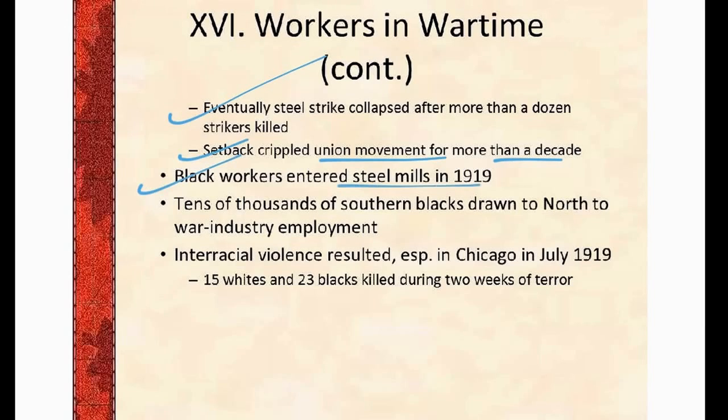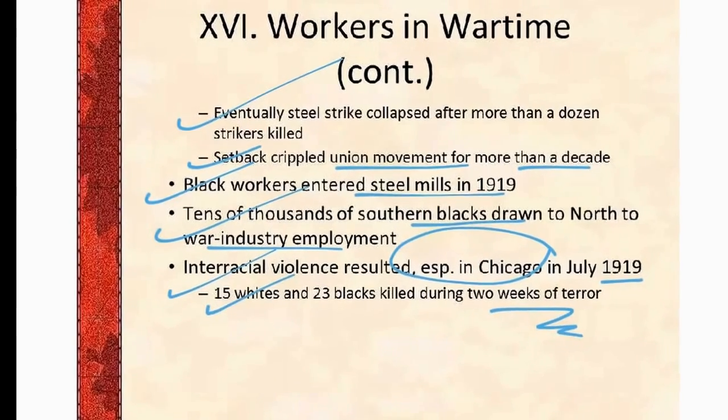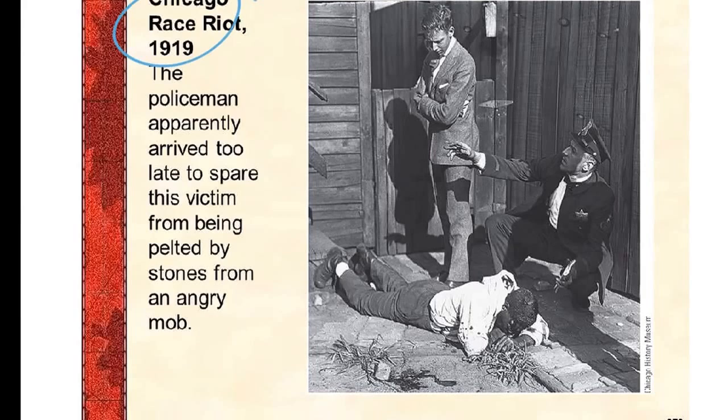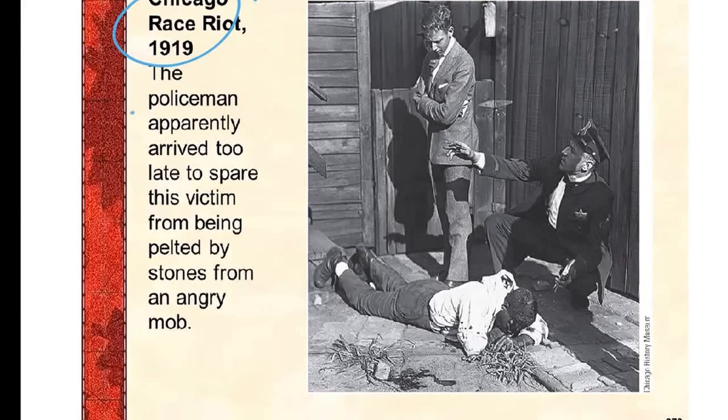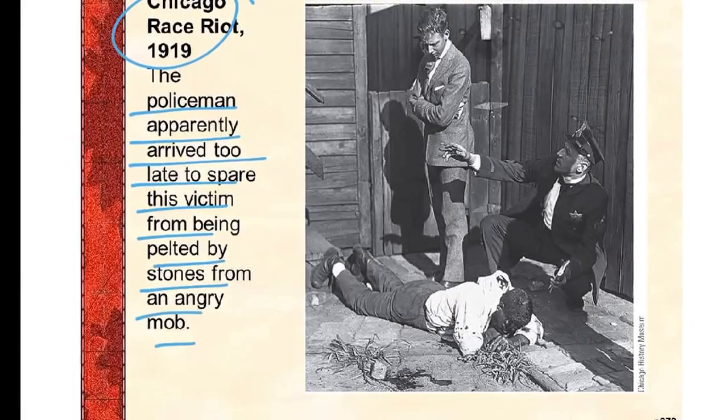Black workers entered the steel mills in 1919, and tens of thousands of Southern blacks were drawn into the North for war industry employment. There was also interracial violence that resulted, especially in Chicago during this time period, where 15 whites and 23 blacks were killed during what was called the 2 Weeks of Terror in July of 1919. This is the Chicago race riot, and showing a picture of the policemen apparently arriving too late to spare this victim from being pelted by stones by an angry mob.